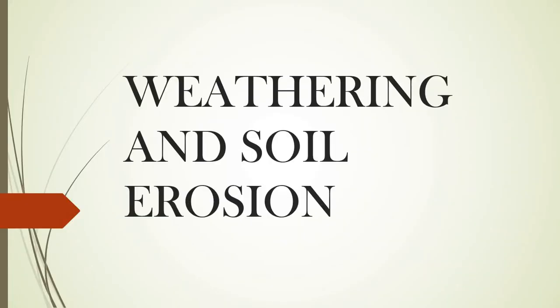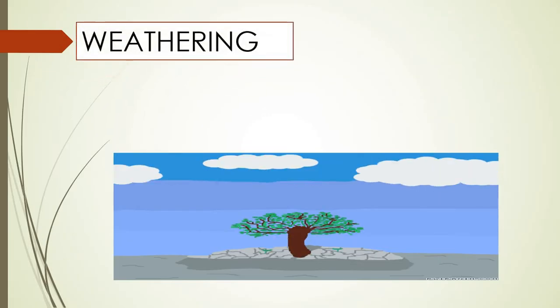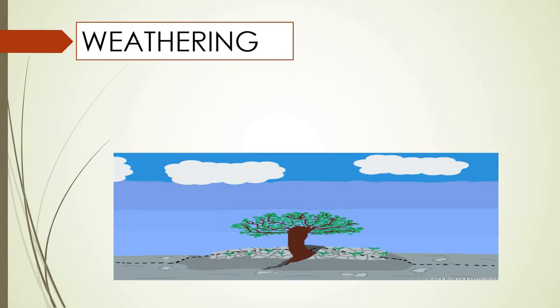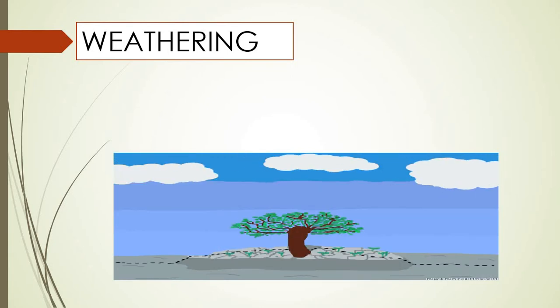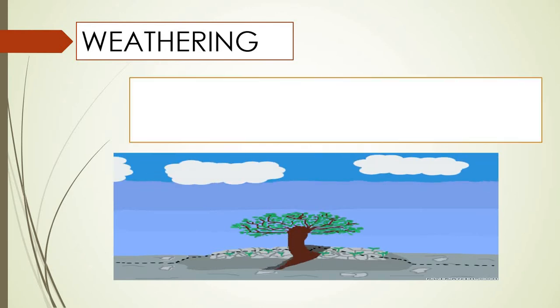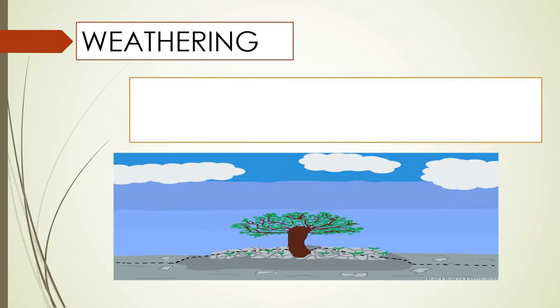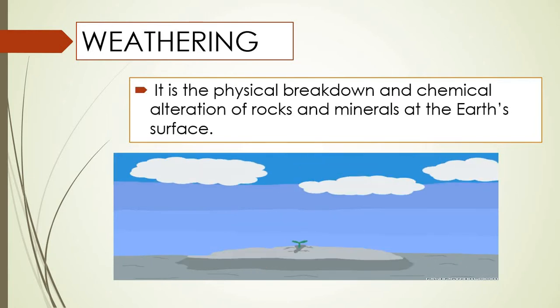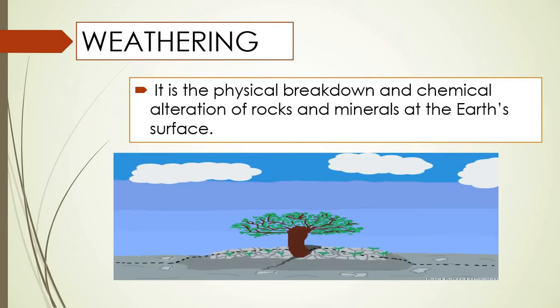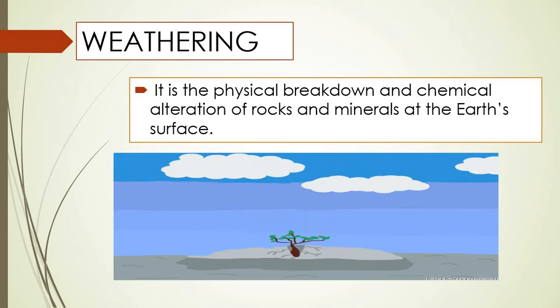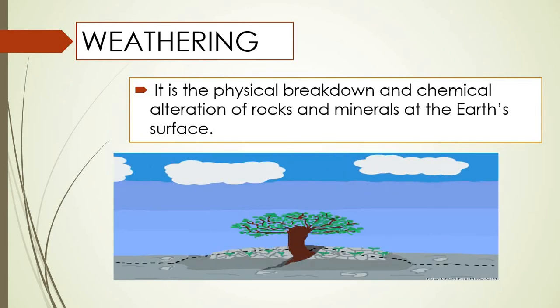Today's topic is all about weathering and soil erosion. Weathering is the physical breakdown and chemical alteration of rocks and minerals at the Earth's surface. Physical disintegration makes the rock particles smaller and loose. The rocks on the surface of the Earth are constantly being broken into smaller pieces. These pieces are carried to other places and are used to build up the surface.